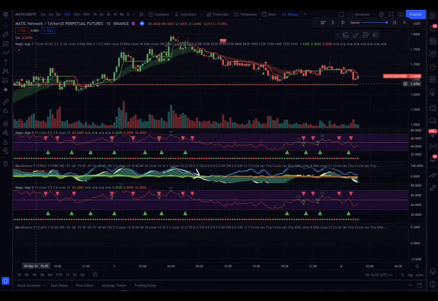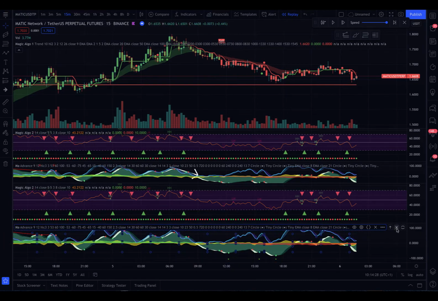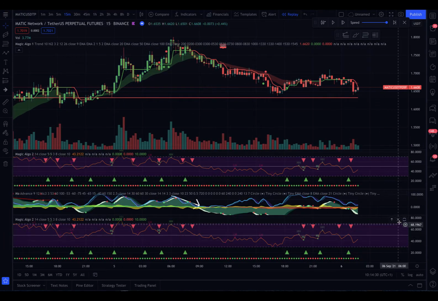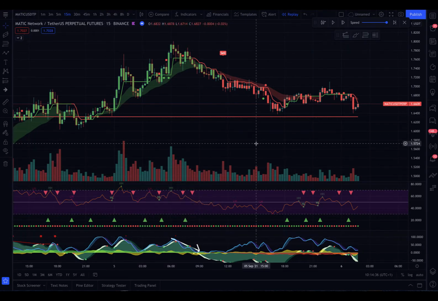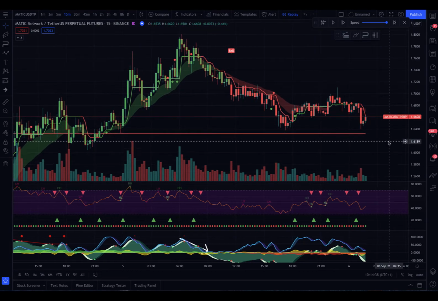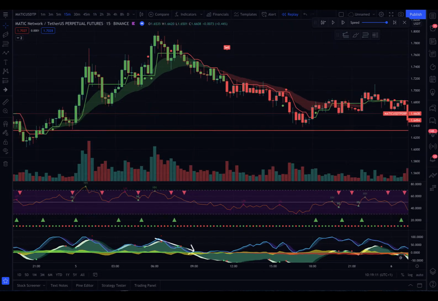So this is the default view that you will have when you add the indicators to your TradingView screen. Let me explain to you now what are the different signals we have on Magic Algo 1, 2 and 3. Let's start from Magic Algo 1.